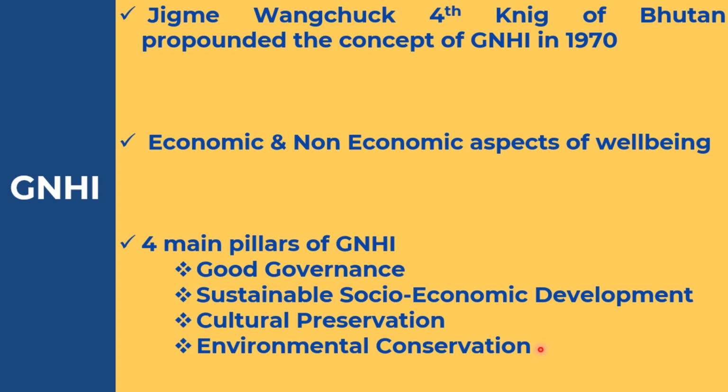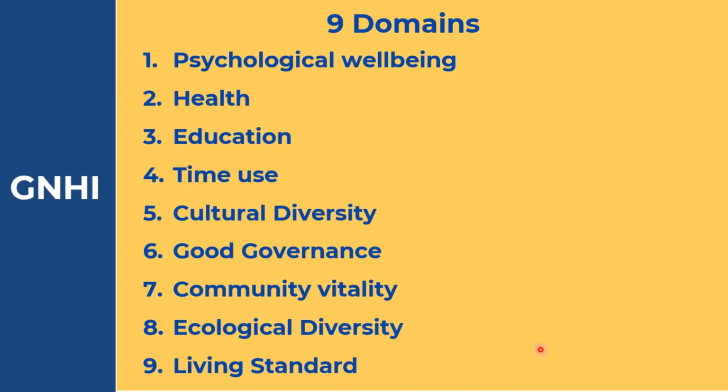Further, these main four pillars can be classified into 9 different domains. The four important pillars of the gross national happiness index can be explained with the help of these 9 important points. In order to understand the concept of the happiness index in detail, we should understand these 9 domains of the gross national happiness index. Now let us start understanding these 9 different domains.